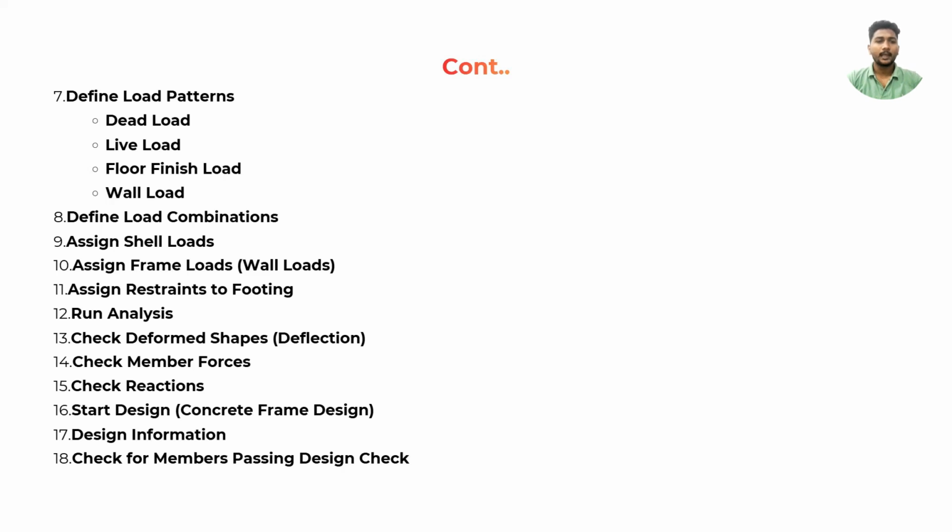Then after, step 11 will be assigning the restraint to the footings. We apply the restraint at our foundation level. So how you will be doing that is covered in detail. Okay. Then after assigning the restraint to the footing in the 11th step, we will start with the run analysis check. After this run analysis, there are different checks we need to follow based on the code books. So the checks are in the 13th step.